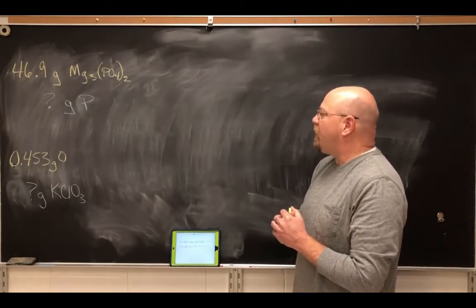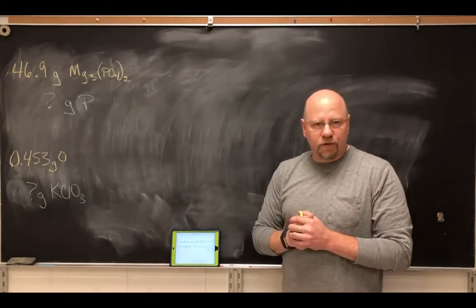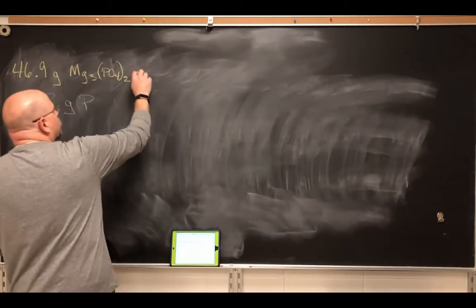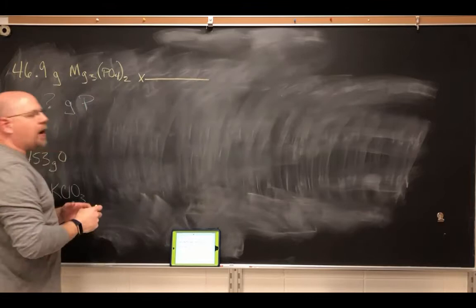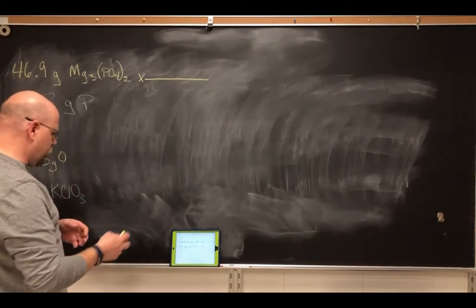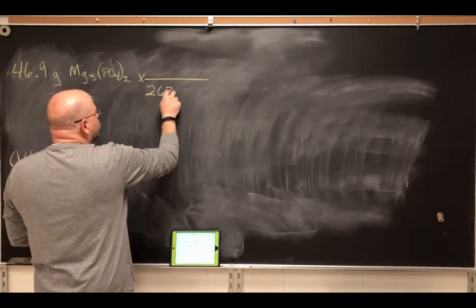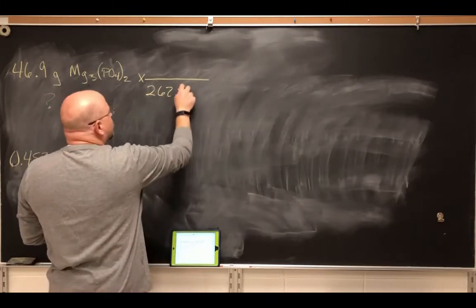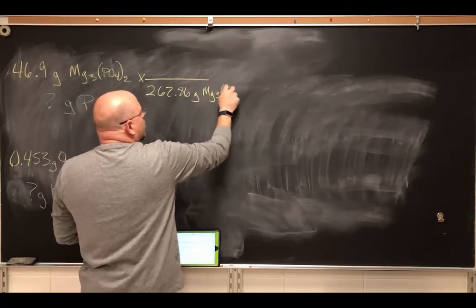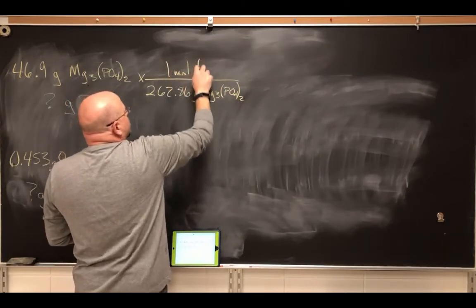We've got 46.9 grams of magnesium phosphate, and we want to know how many grams of phosphorus are in that compound or in that sample. So the first thing we're going to do, and this is going to be a common theme throughout all of what we do for the rest of the year, is we need to get our grams into moles. So if we add up that mass off the periodic table, we're going to find that it weighs 262.86 grams of magnesium phosphate, and that's one mole of that compound.